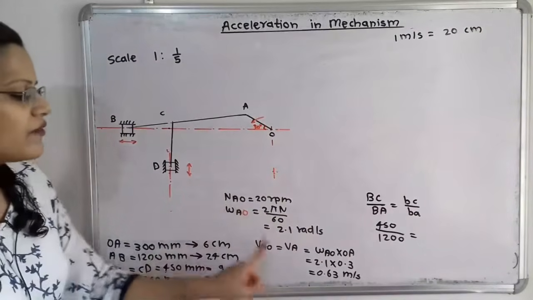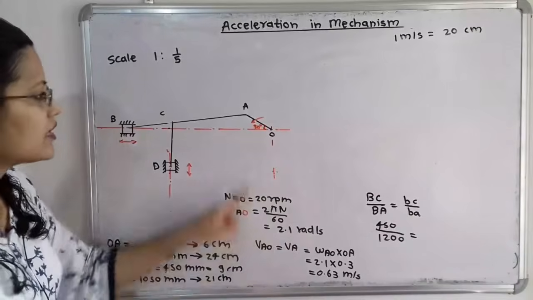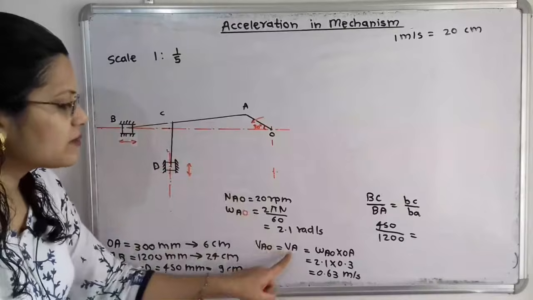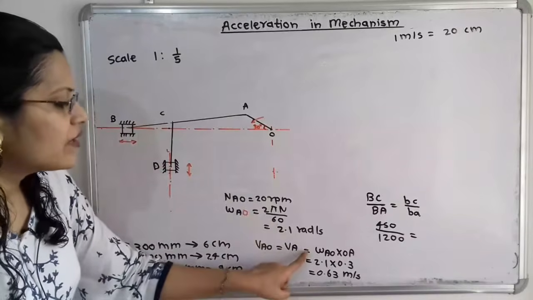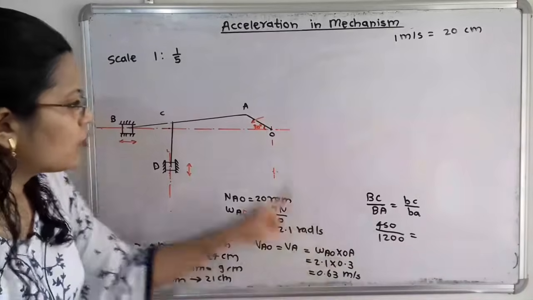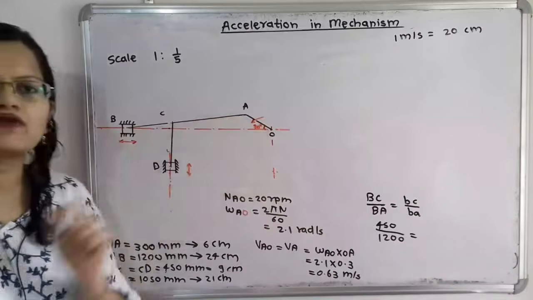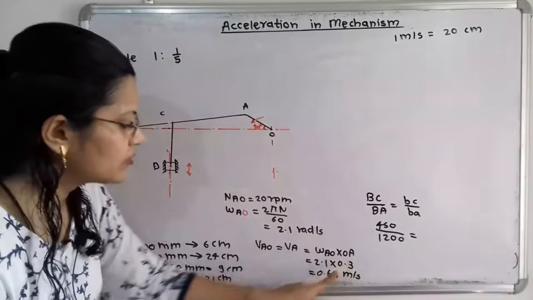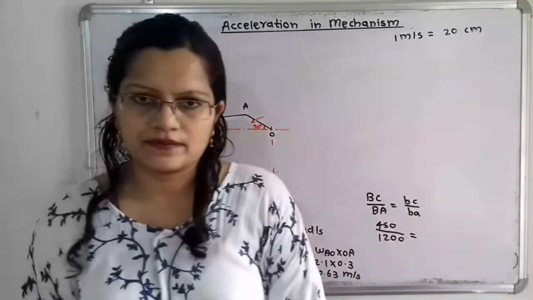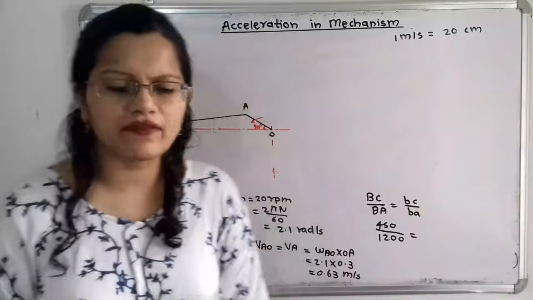Now from that we can find out the linear velocity. So linear velocity of A with respect to O. So O is the fixed point. So we can say simply VA, which is equal to omega AO into OA, that is 2.1 into OA. So what is its length? So we have to take in meter, that is 0.3 meter, which is equal to 0.63 meter per second. So this is the linear velocity.